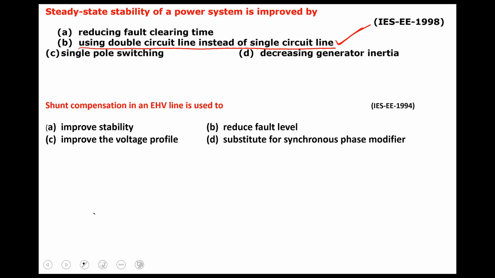When you come to transient stability, reducing fault clearing time and single pole switching both will help in improving the transient stability. That we'll discuss in transient stability. If we are strictly asking steady state stability, in the given options, double circuit line is the option. Okay. Next, read the next question.